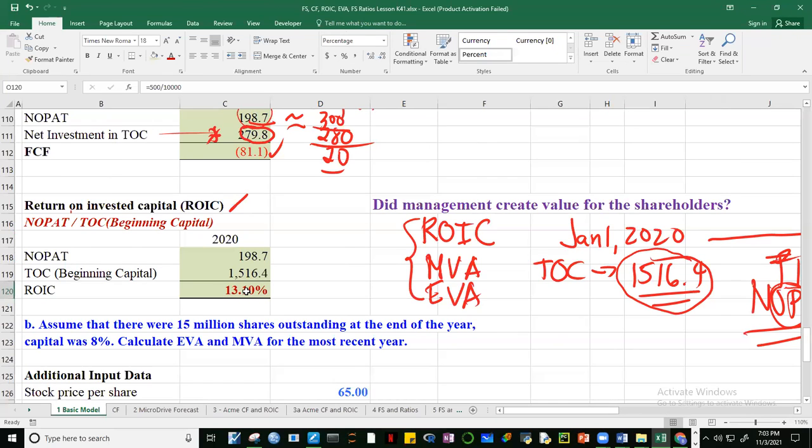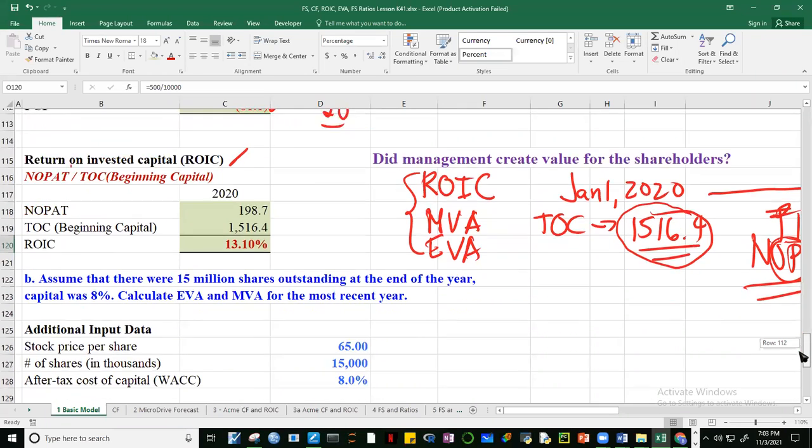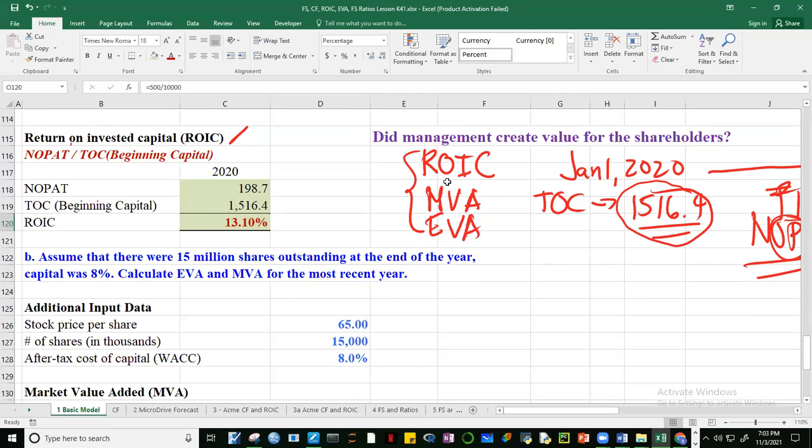Focusing on our firm, 13.10%, did we create value for the shareholders? What do you think, guys? 13.10%, is that okay? Could we say that we created value for the shareholders? Any idea, guys? Any suggestion? Does this 13.10 tell us that we created value for the shareholders? Is this positive, guys?